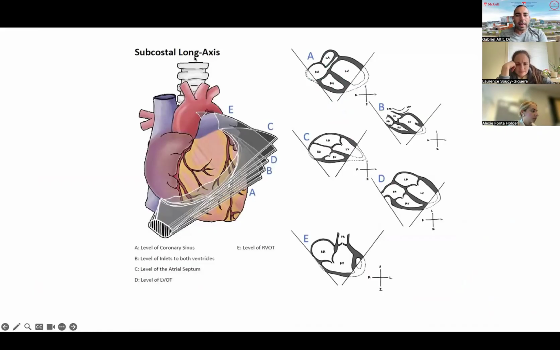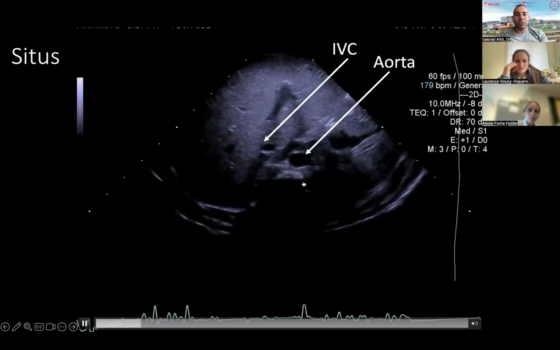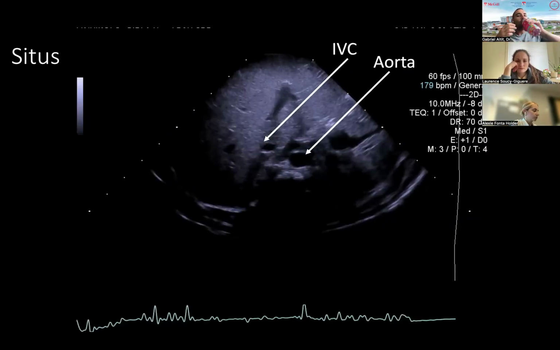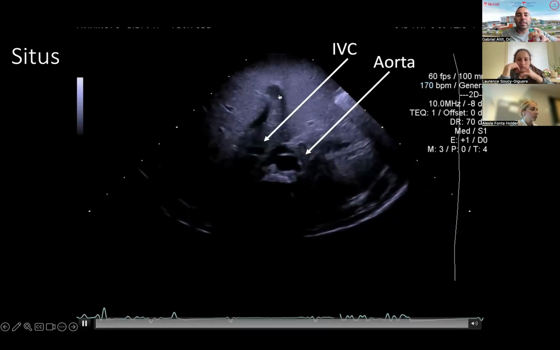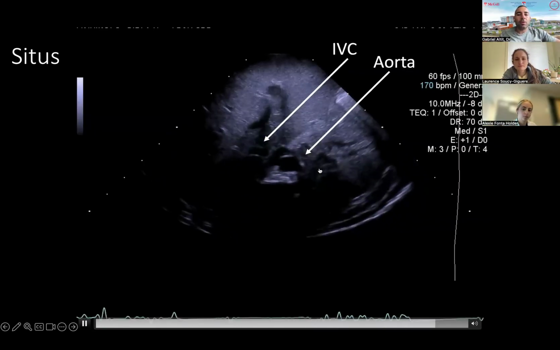So subcostal long axis is what we just discussed. Okay, so if we look at images, it looks like this. So this is a situs view. We can see the aorta is positioned central. The spine is kind of here. Typically, your aorta will be to the left of your spine.